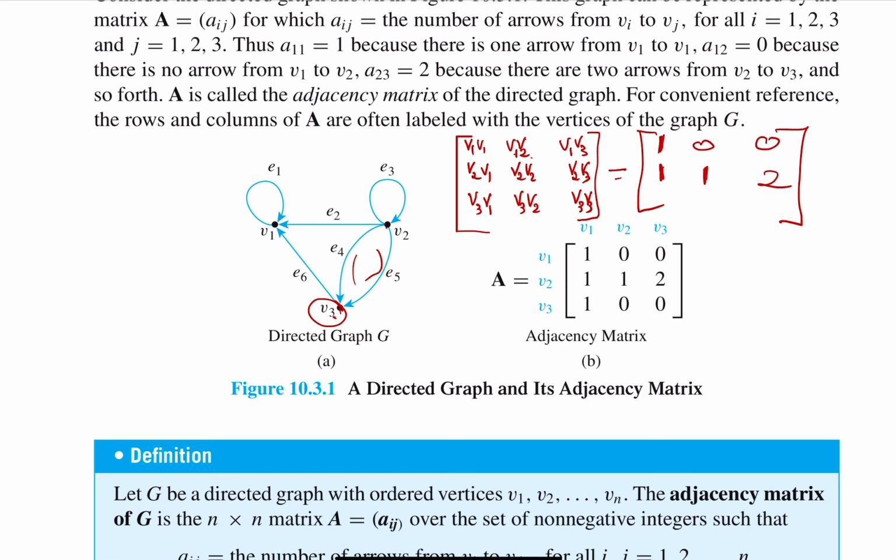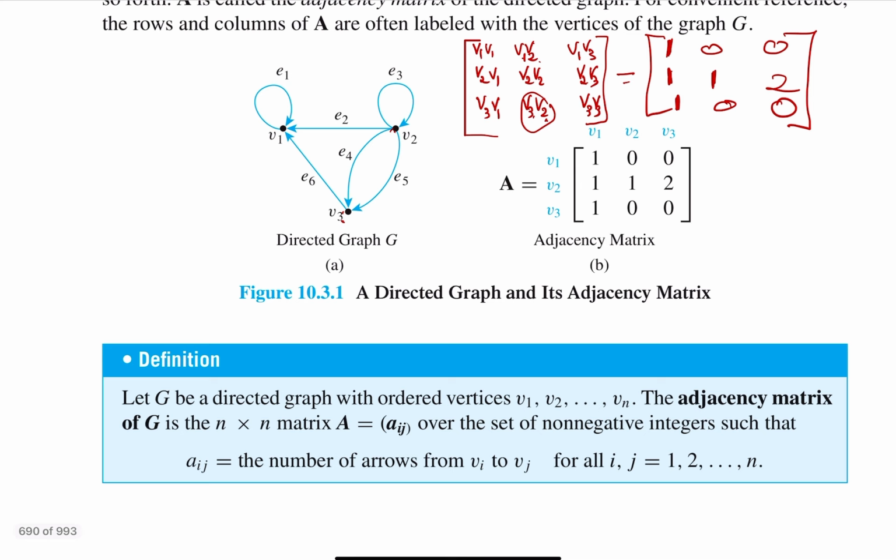V3, V1, we have only 1 arrow going in that direction. Okay? And then we have to put 1. V3 and V2. We don't have an arrow here, 0. And we have V3, V3. There is no loop. That's why you have to put 0. And now we have a matrix, okay?